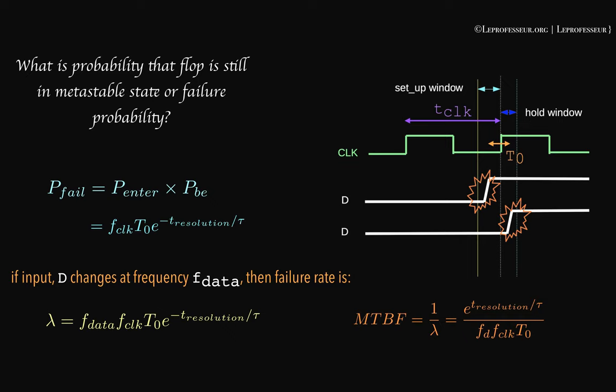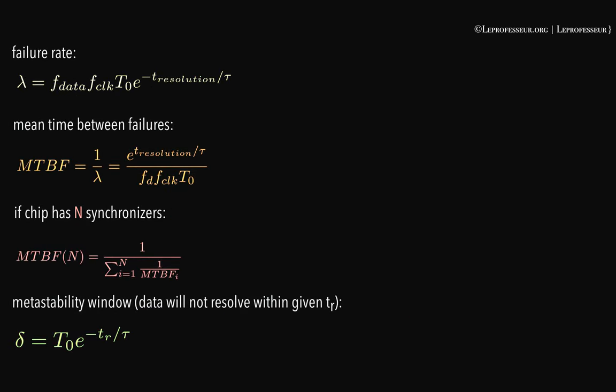And that comes out to be e to the power T resolution divided by tau, divided by F data, F clock, and T0. So let's summarize these equations once again. Failure rate is F data, F clock, multiplied by T0 e to the power minus T resolution divided by tau. Mean time between failures is nothing but 1 over lambda. Now don't get confused between FD and F data. FD is equal to F data.